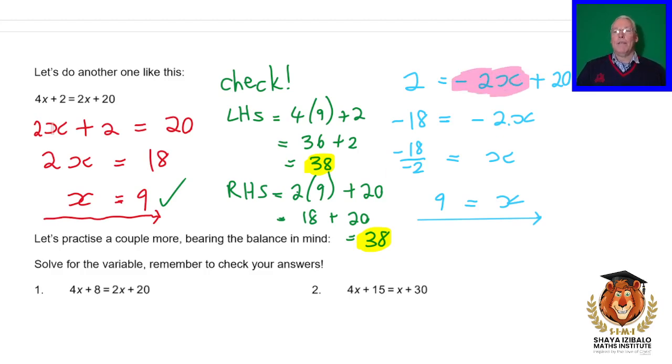Okay? All right? This one over here, we actually subtracted 2x. We subtracted the smaller number of x's from both sides. Okay, but both methods are correct. As long as you do the same thing to both sides, you will be making progress. Okay, and you won't be making an error.